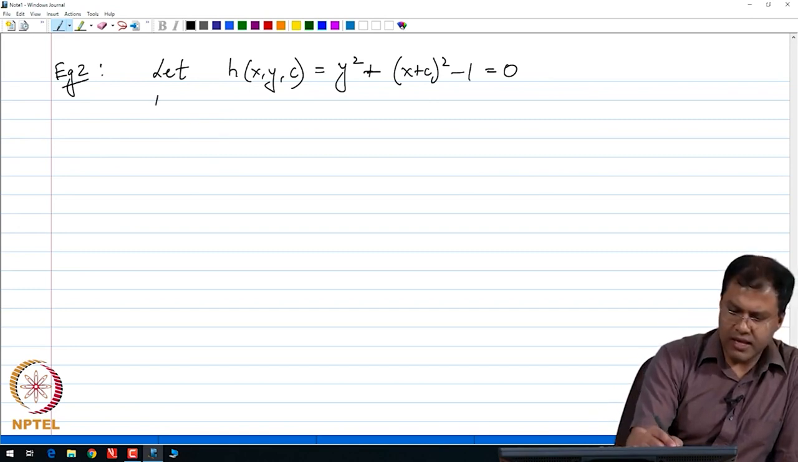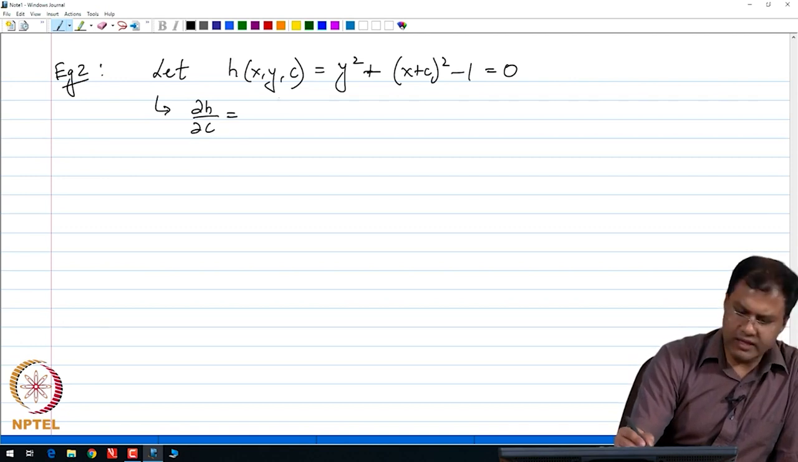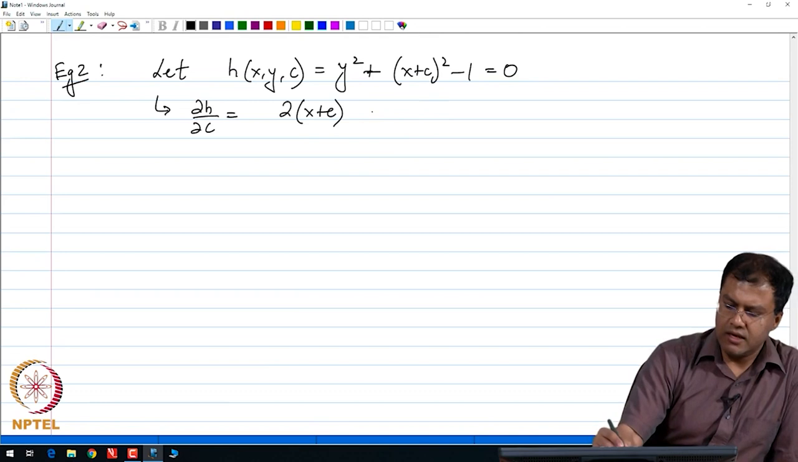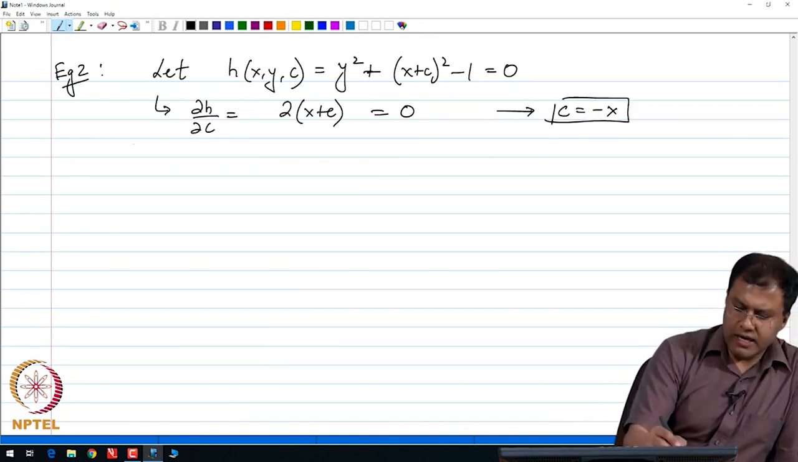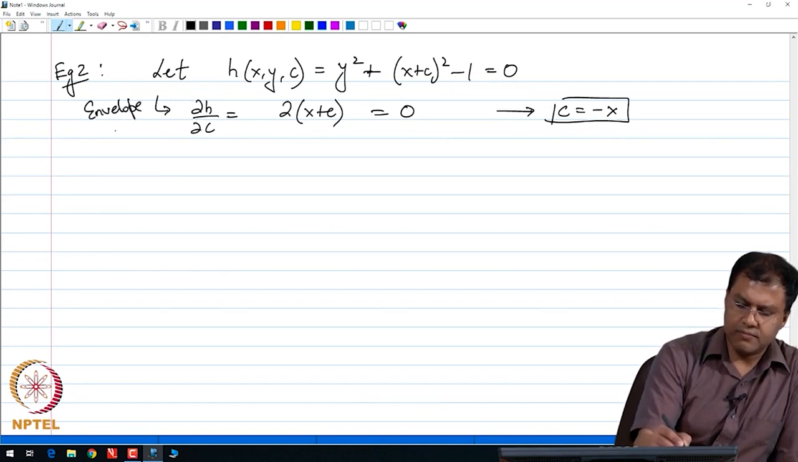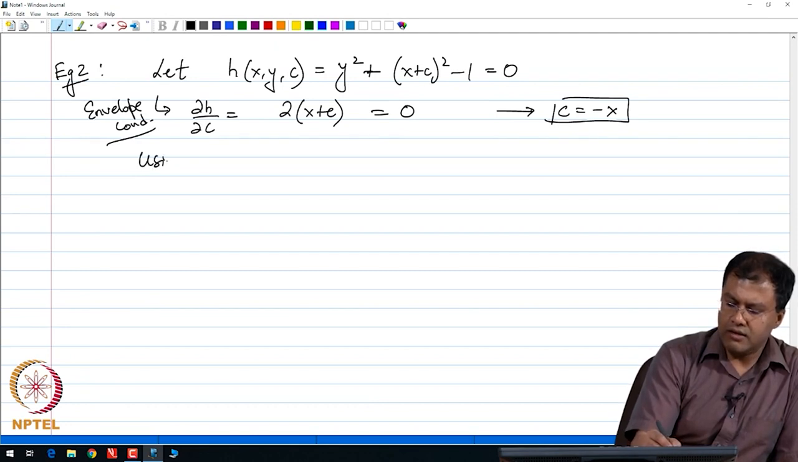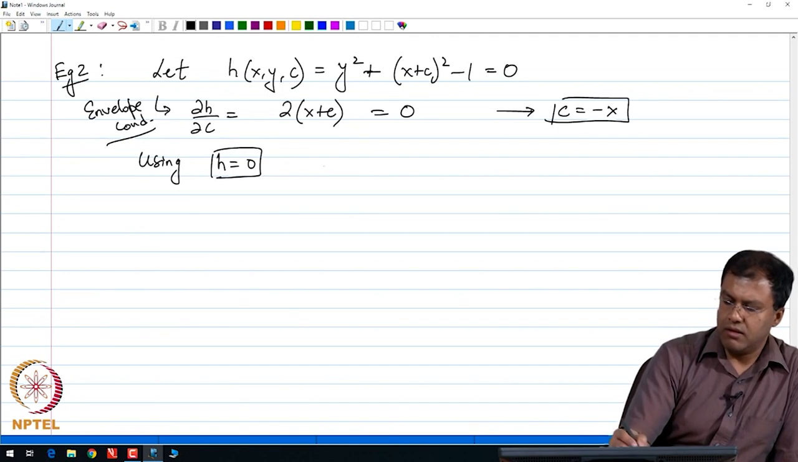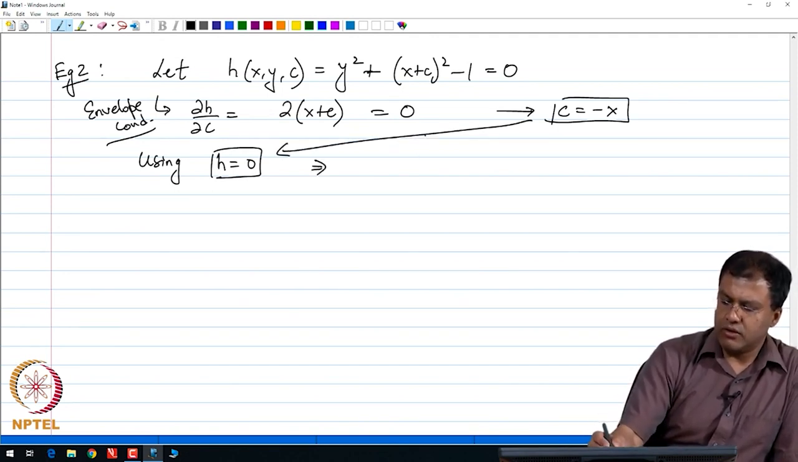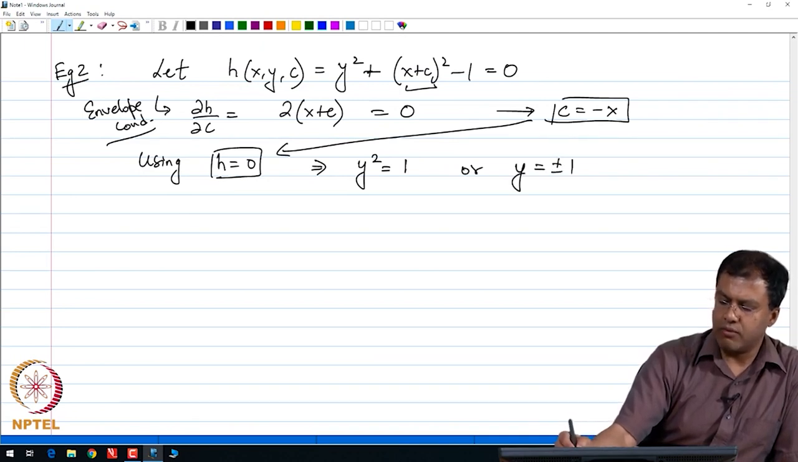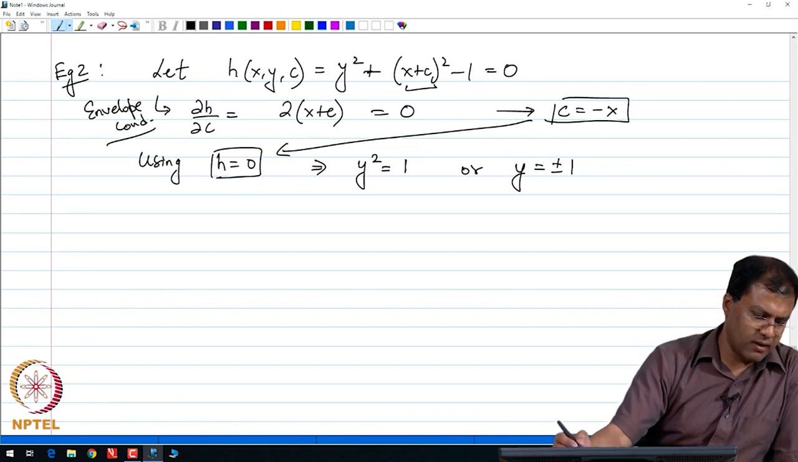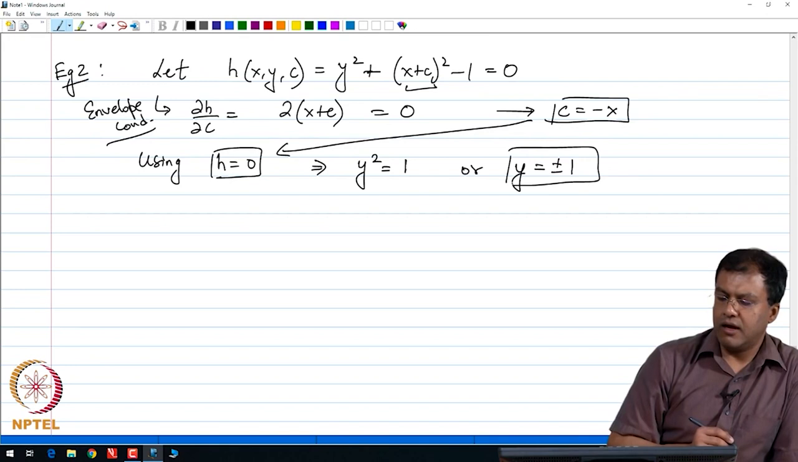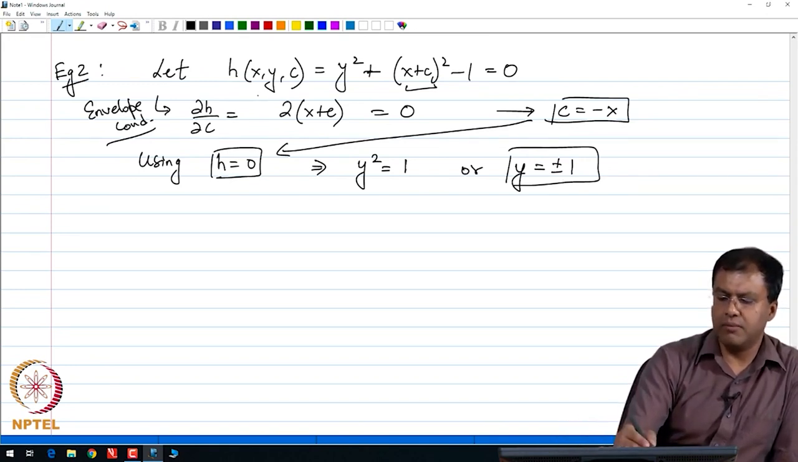So, let me differentiate H with respect to c, and I see that this is going to give me 2 times (x plus c) set equal to 0. From here I see that the constant c is minus x. So that is my envelope condition. Then, using the family of extremals plus the envelope condition, this factor vanishes, and I see that y square is equal to 1, or y is equal to plus minus 1, and for my envelopes I get 2 straight lines at y equal to 1 and y equal to minus 1. So this boxed equation is my family of envelopes for the curves represented by H.